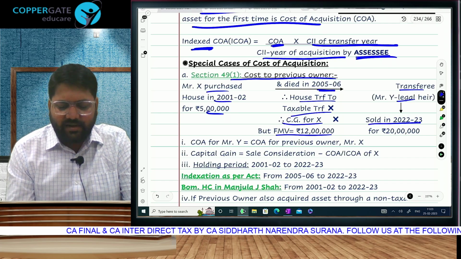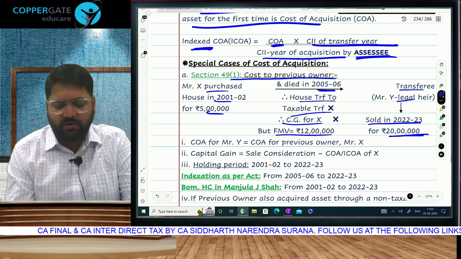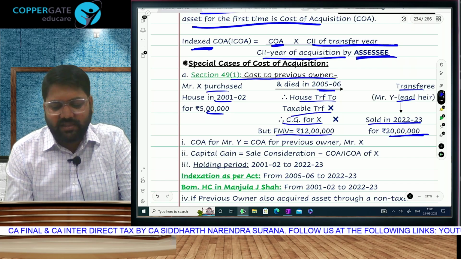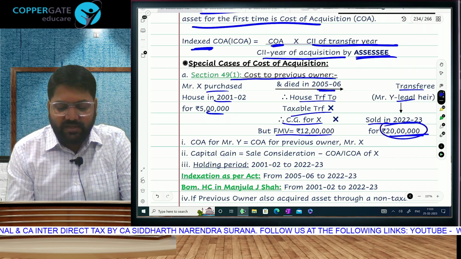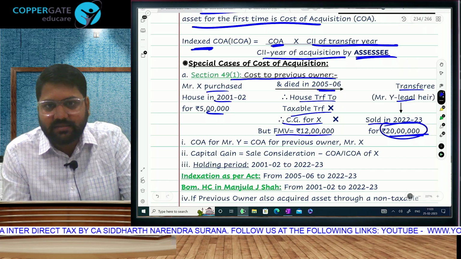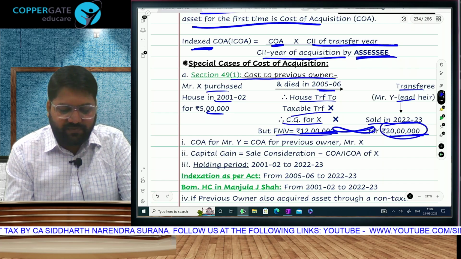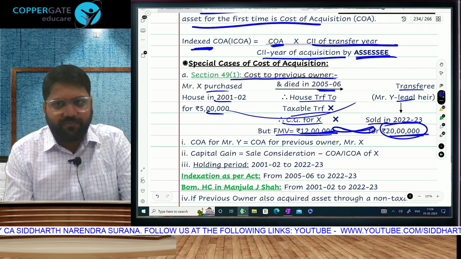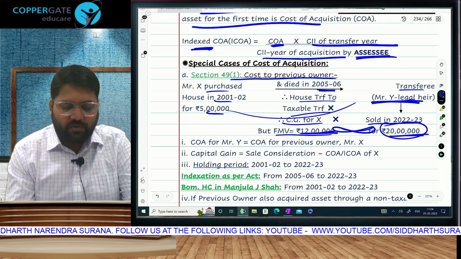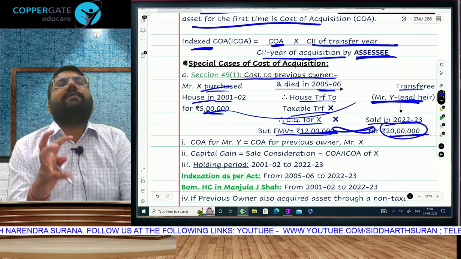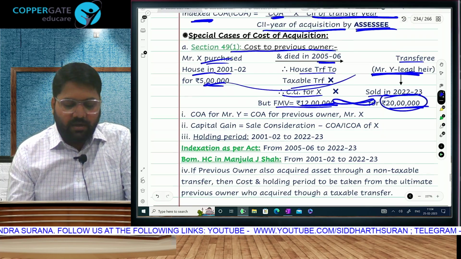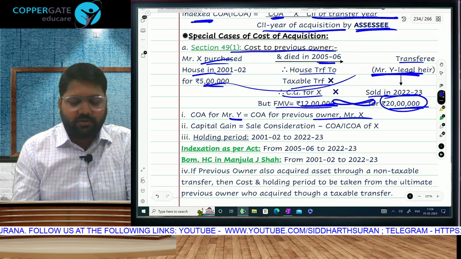Now, Y when later sells this property in 2022-23 for 20 lakh rupees, obviously Y will have capital gain. Selling price will be 20 lakh, but what will be taken as cost price? Can we take this FMV? No, because then we are taxing only this much. We have to tax the full amount, and therefore from the selling price of the current owner, we will subtract cost to the previous owner by imagining that both of them are the same person. So cost for Y will be the cost of the previous owner.